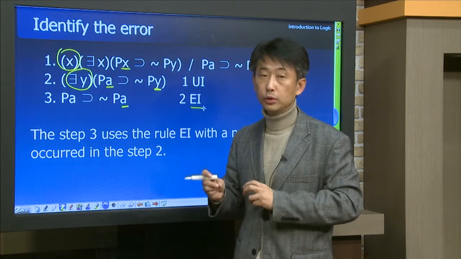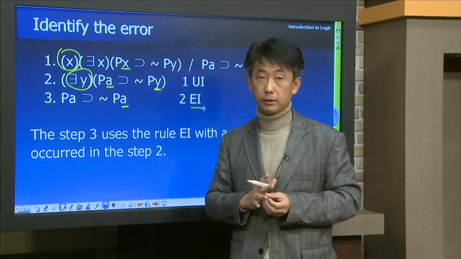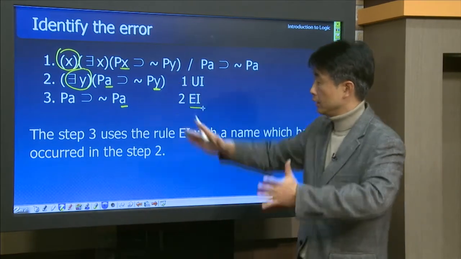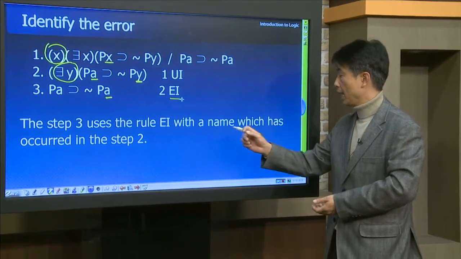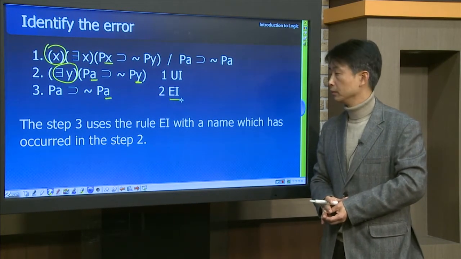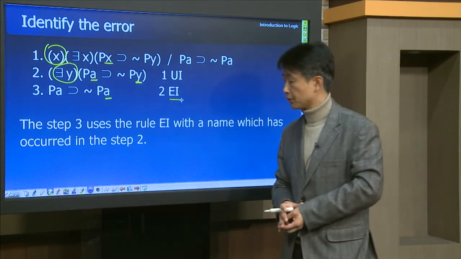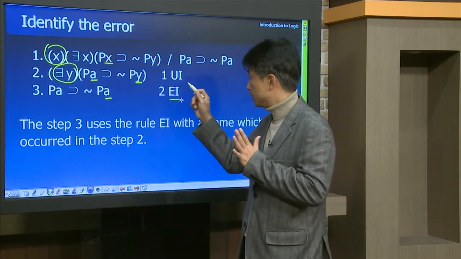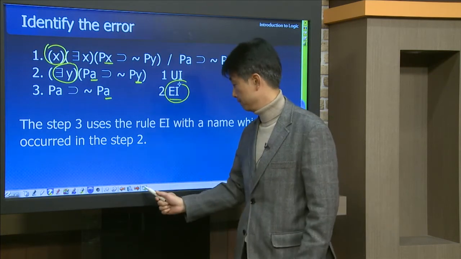If you do that, you violate the restriction that I mentioned about EI. So the identified error here is that step 3 uses the rule EI with a name which has occurred in the previous step 2. So it violates the restriction. That's the error. EI is a rule that we need to be careful in using.